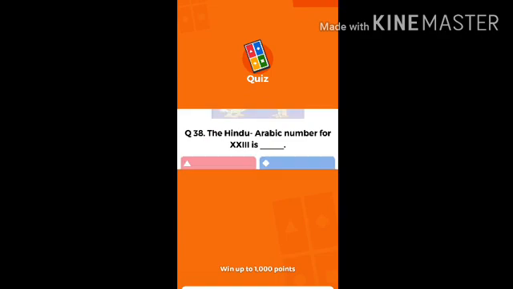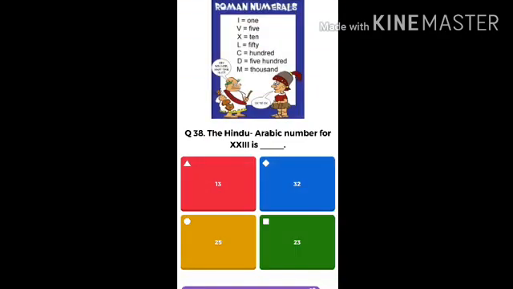The Hindu Arabic number for this Roman numeral is: capital I denotes 1, capital X denotes 10. So 2 times 10 means 20 and 3 times 1 means 3. 20 plus 3 is equal to 23.